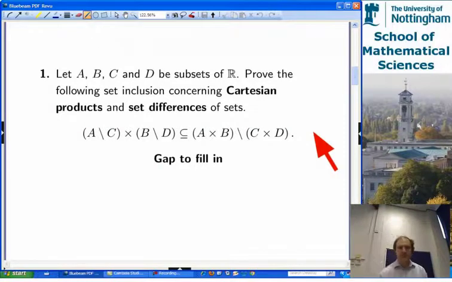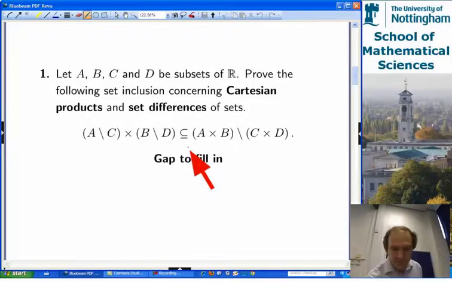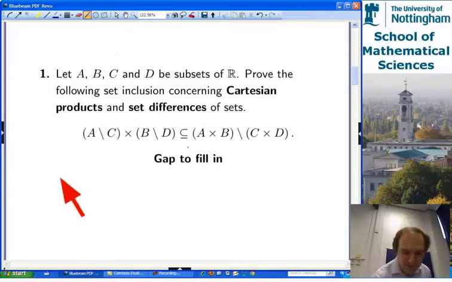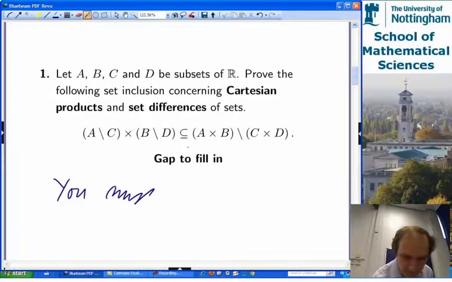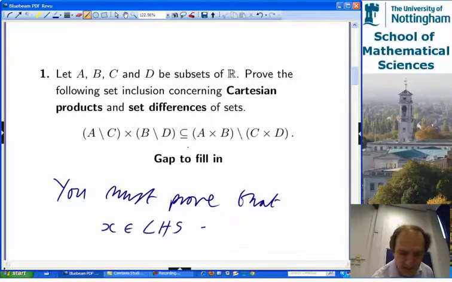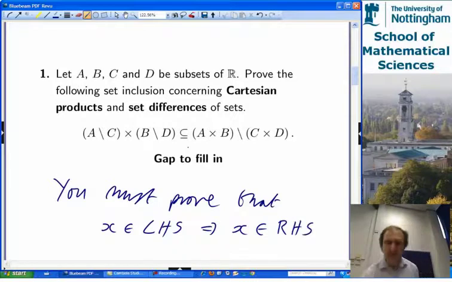Question 1 asks you to check a set inclusion. I'll give you for free that you have to prove that if x is in the left-hand side, then x is also in the right-hand side. So you have to prove that x in left-hand side implies x in right-hand side. That's a typical proof structure for showing that a set is a subset of another set.